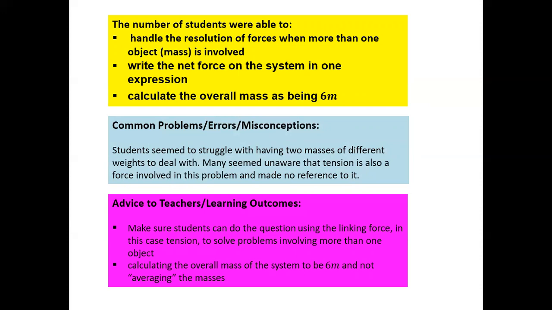Also, when they calculate the overall mass of the system, it should be 6m and not the average of the masses. I guess the reason for averaging the masses is because the 3m is in the answer. They just thought that they had to average it.